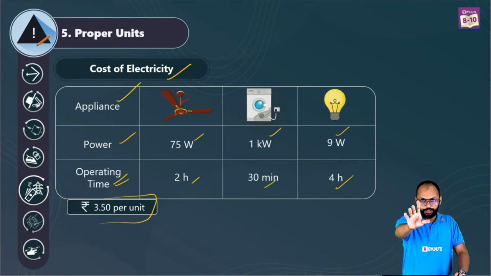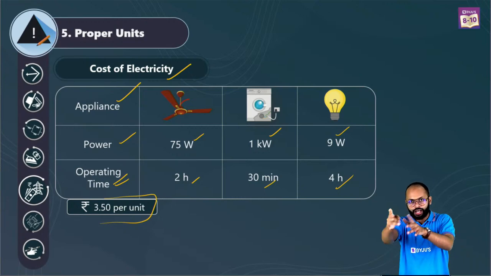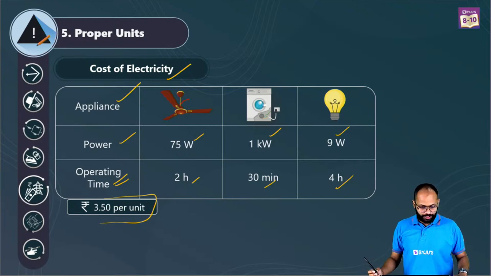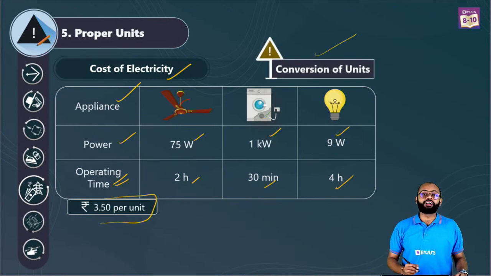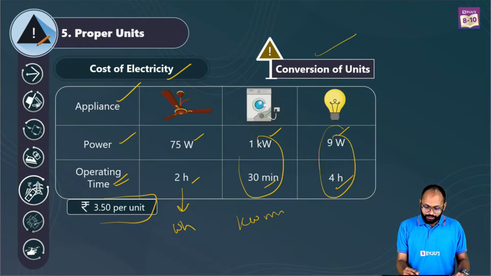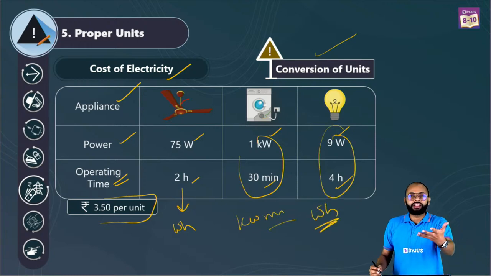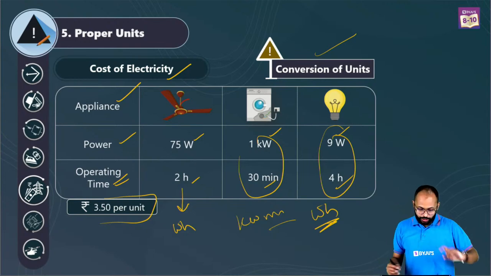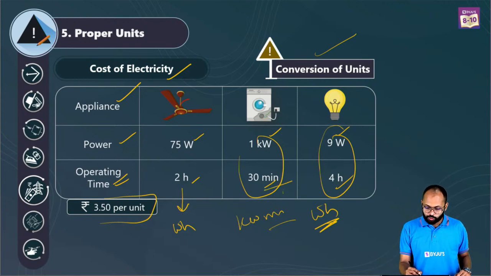Mind it, when the answer is in kilowatt hour, what will you do? You will convert. This gives you watt hour, this gives you kilowatt minute, this gives you watt hour. But you have to find kilowatt hour. That's why you will convert. Here you will convert this to hours, here you will convert this to kilowatt. Right?